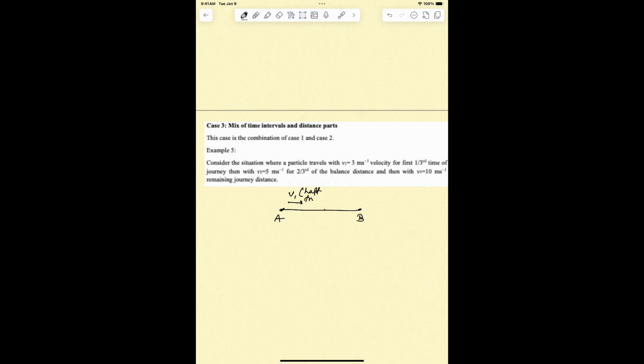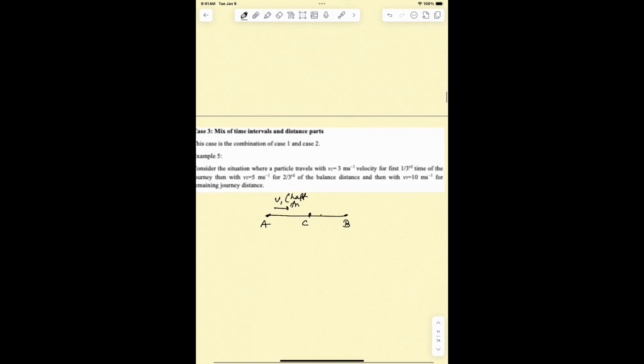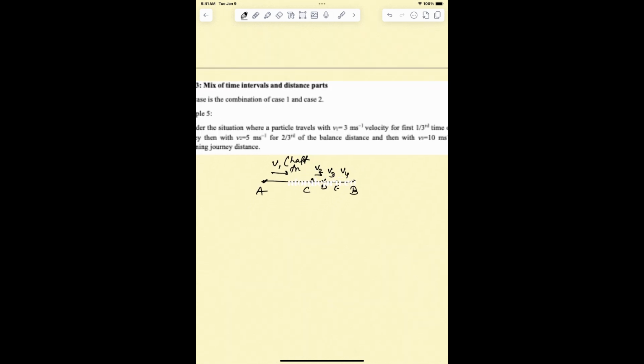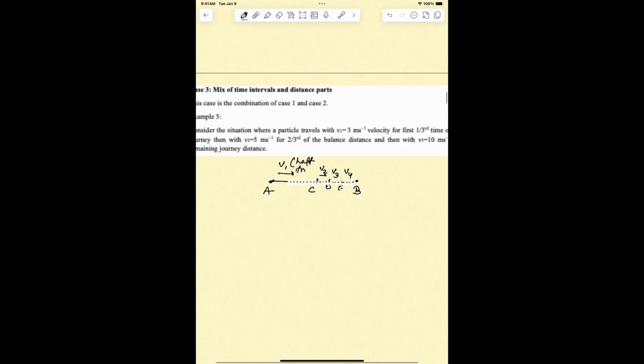Then let us say up to this. Okay, now this up to C. First half it is v1. Then for the remaining balance, it's subdivided into 3 equal parts of distances, D, E, and F. Now the distance breakup is in equal parts, and traveling with different velocities, v2 here, and then v3 here, and of course v4 here. If like this, then what is the v average for the entire journey?